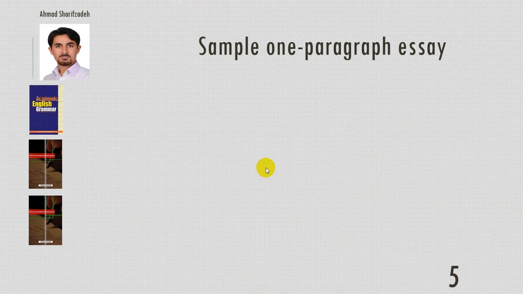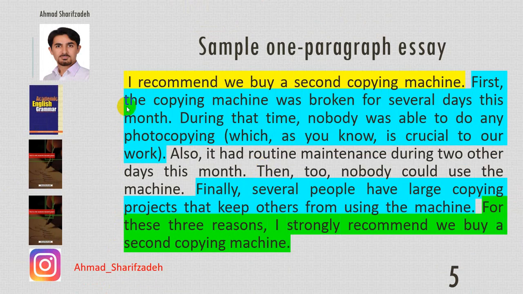We have another example, a one paragraph essay here. The example is, I recommend we buy a second copying machine. We discussed this example earlier. The first reason I recommend we buy a second copying machine is that the copying machine was broken for several days this month. During that time, nobody was able to do any photocopying, which as you know, is crucial to our work.